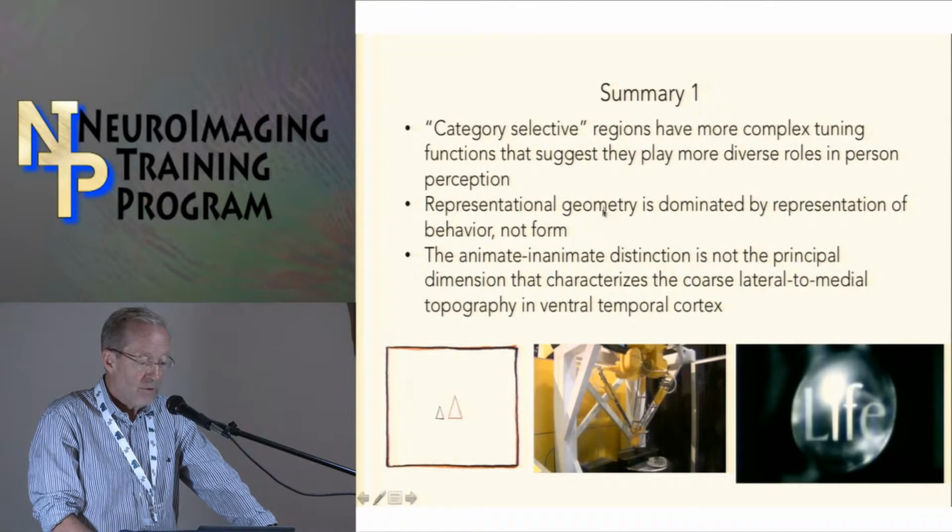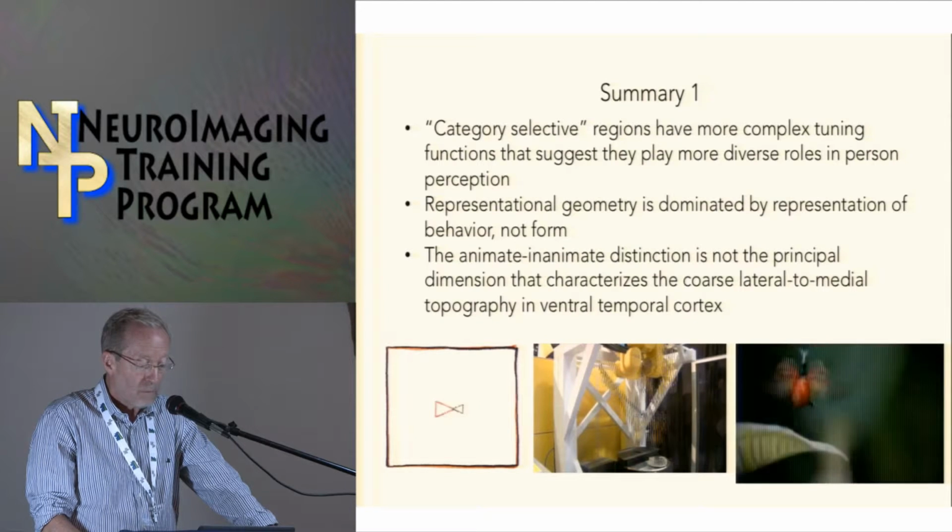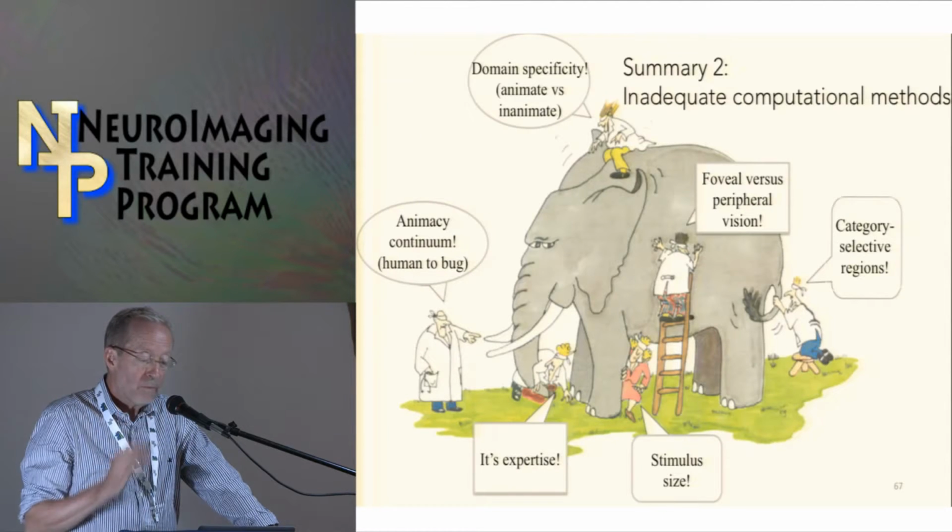So these category-selected regions have more complex tuning functions that suggest they play more diverse roles in person perception. And the representational geometry is dominated by the representation of behavior, not by form. And the animate principle is not the principal dimension that characterizes the coarse lateral to medial topography in ventral temporal cortex. So, in a sense, this is like the blind men and the elephant.